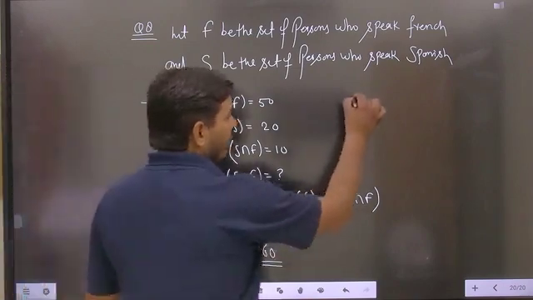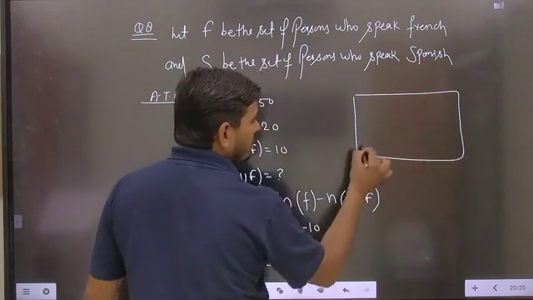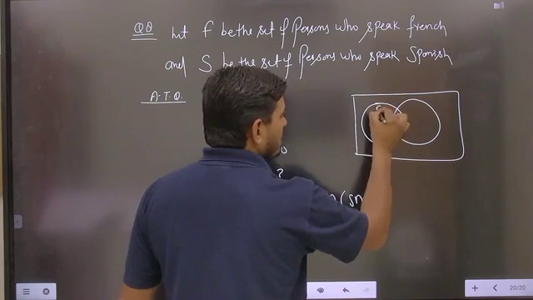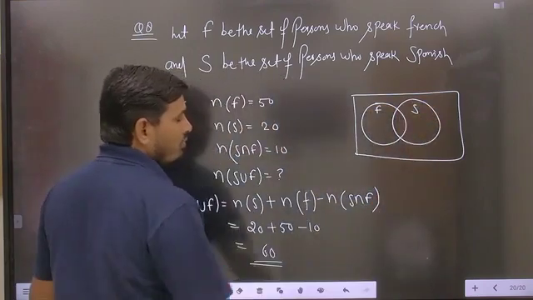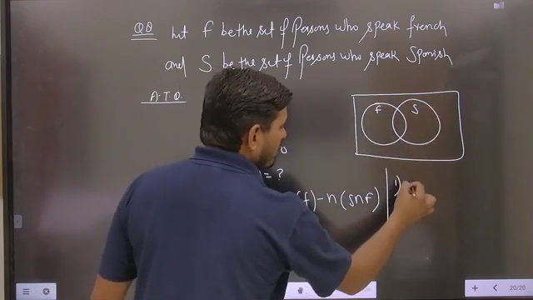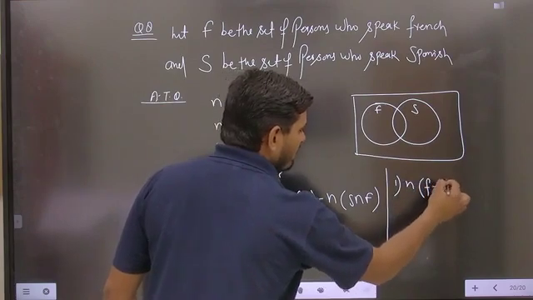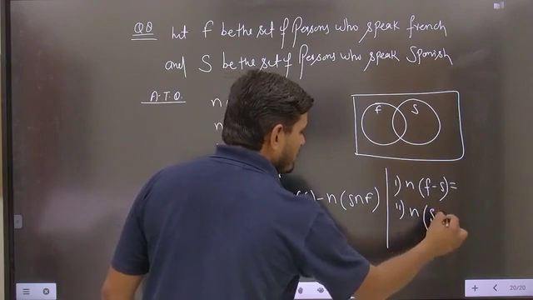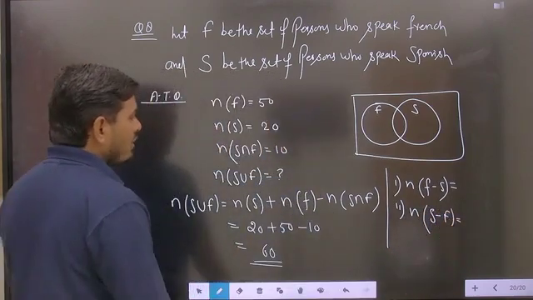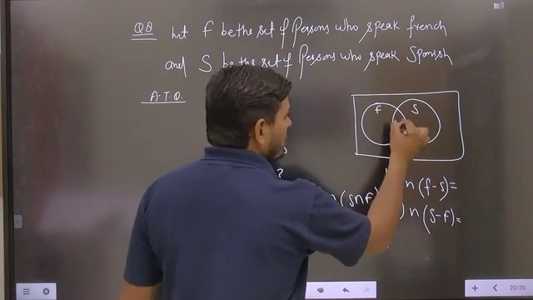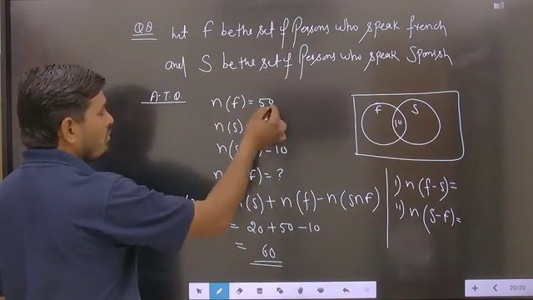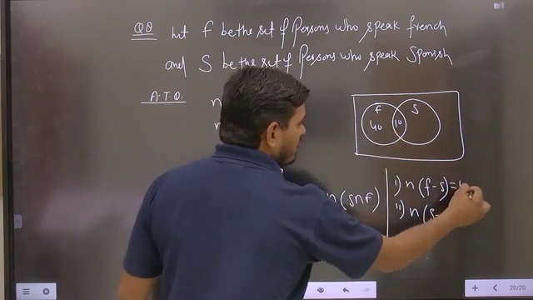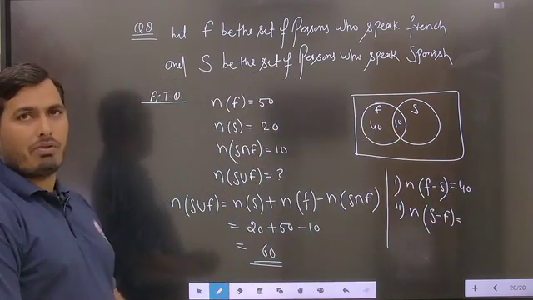So if we make the Venn diagram for this part, then you can see the thing. This is the French and this is the Spanish. Basically, student, here only Spanish or only French will be represented by these parts, and only Spanish will be represented by this part. Is it clear? The common persons are written here as 10. The total number of persons who like French is 50, so the value of this part will be 40. So the answer of F minus S will be equal to 40.